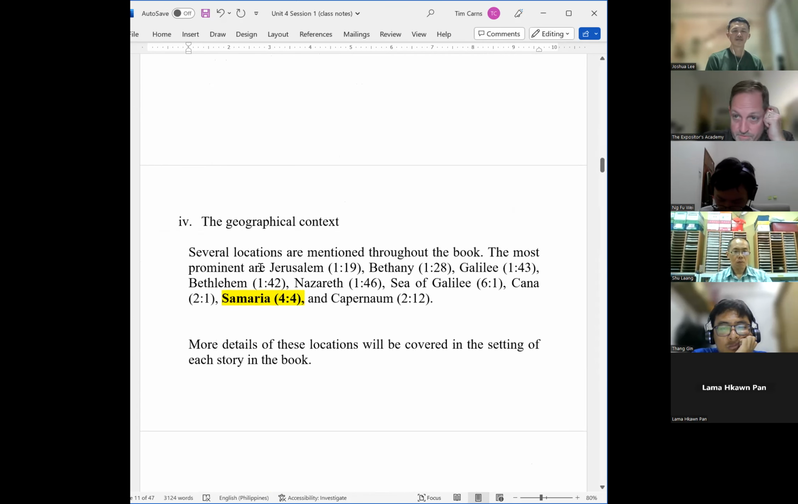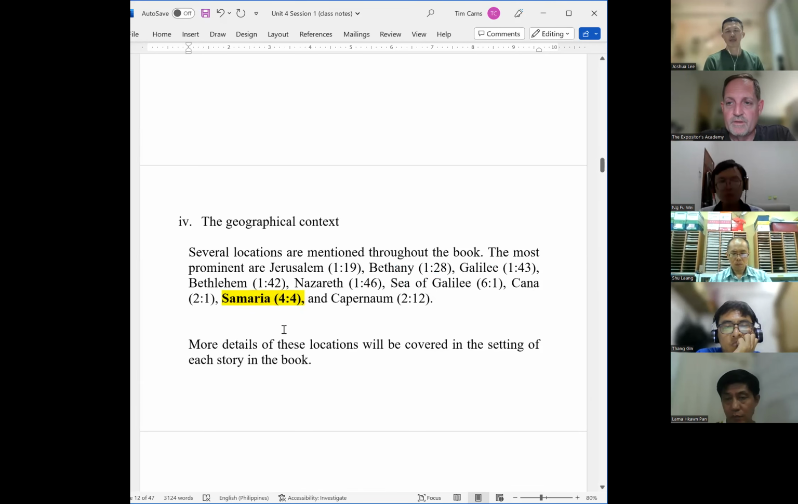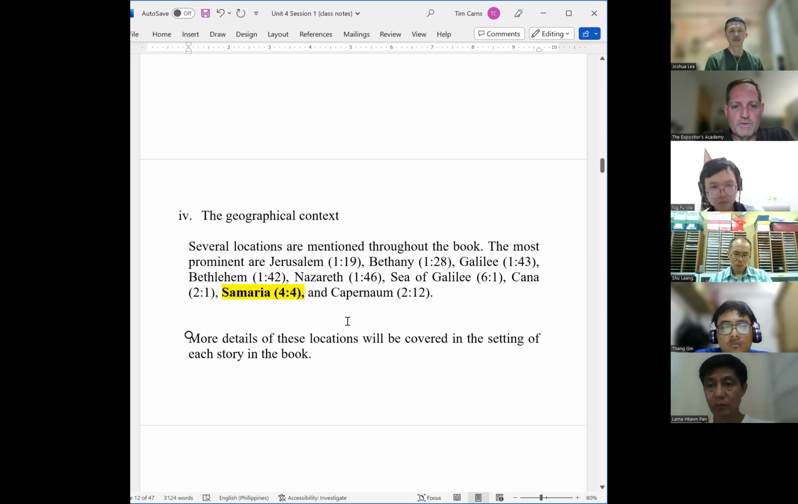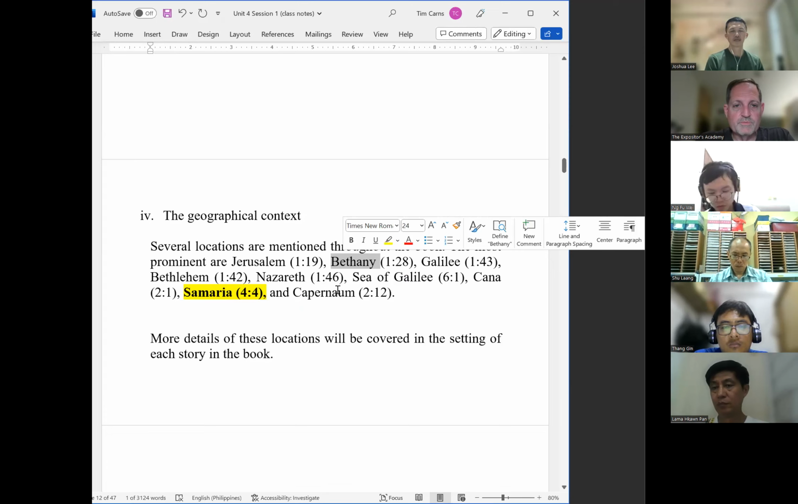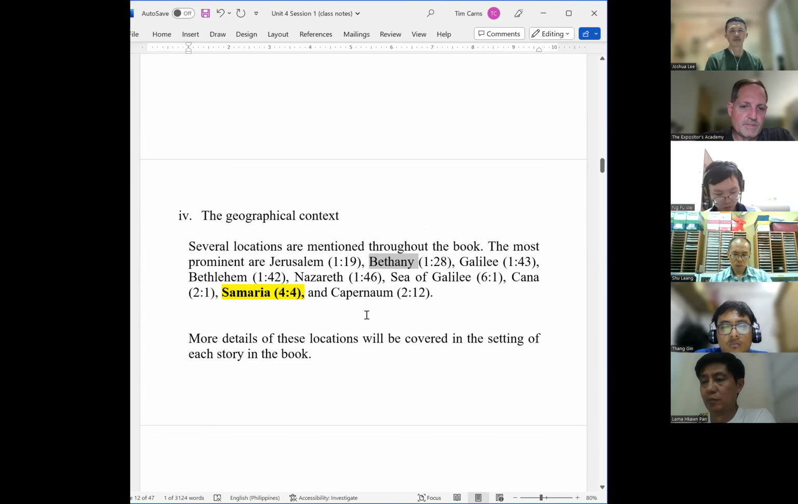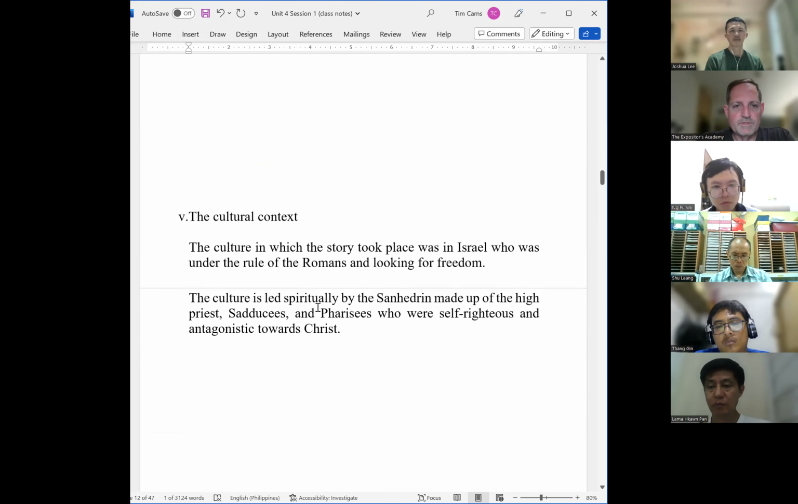Now, another context we're interested in is the geographical context. As you go through the book, you want to identify what places are mentioned. And then when you study that particular story, you'll want to give more insight into that place. So for example, when we look at Samaria in John 4, we want to understand what we know from the Bible about Samaria. What is the significance of that place and of the people there? And if you're studying John 1 or John 11, you want to know where Bethany is, because it describes events that took place in Bethany, or Nazareth or Bethlehem, as you go through each of those locations.